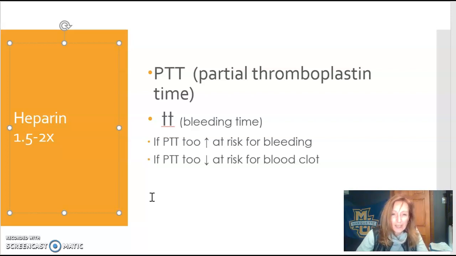So where should that PTT be? That PTT should be about 1.5 to 2 times the normal when a patient is on heparin. We want that bleeding time prolonged 1.5 to 2 times what they normally would be. Hopefully that makes sense.